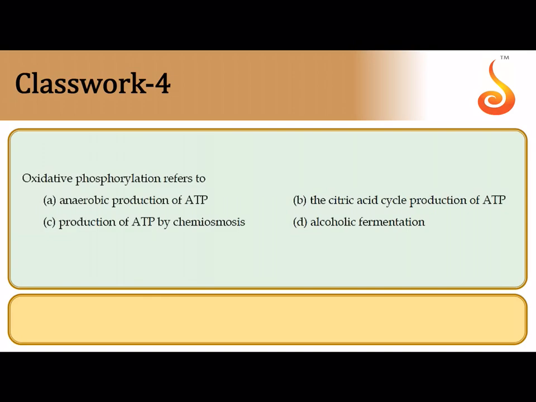Oxidative phosphorylation refers to, so what exactly is oxidative phosphorylation? It is the electron transport chain, isn't it? That is because electrons are removed from NADH and FADH2, which are oxidized, and oxygen is reduced into water by picking up electrons and protons. And you all know the word associated with electron transport chain is production of ATP through chemiosmosis. So that is the correct answer.